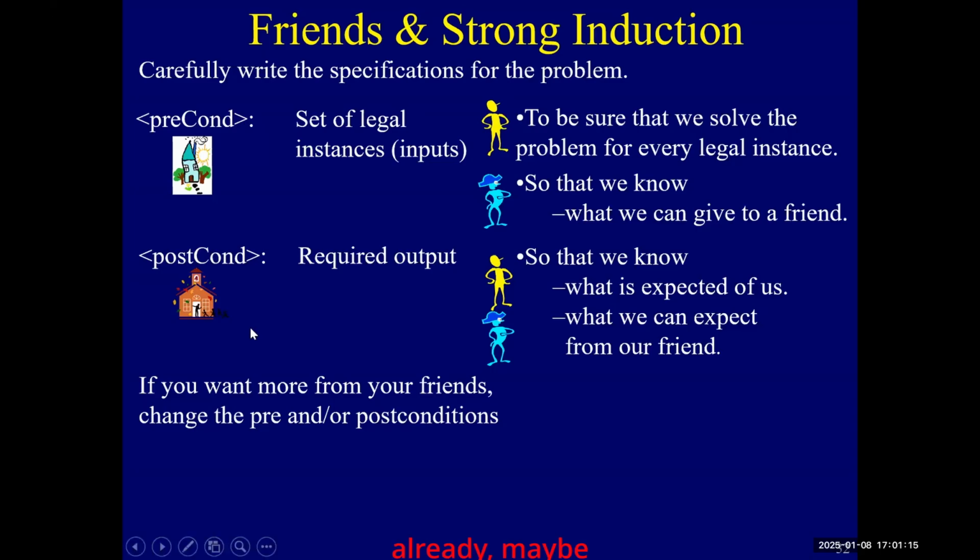Here, as I said already, maybe you want more from your friend or less from your friend. So for example, in merge sort, the input is an array and I'm trying to sort the numbers from 1 to n or from 0 to n minus 1. But I could loosen the requirement to say, if you want to sort from 100 to 110, that's good enough, because we might need that. So that's loosening the pre and post conditions. Does that make sense?